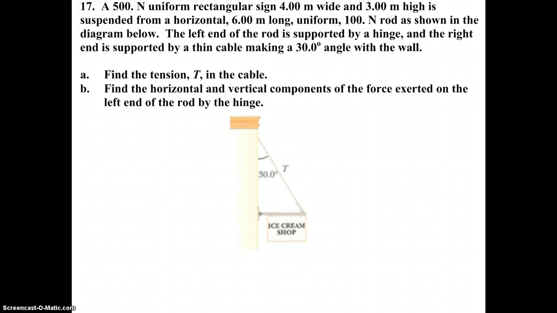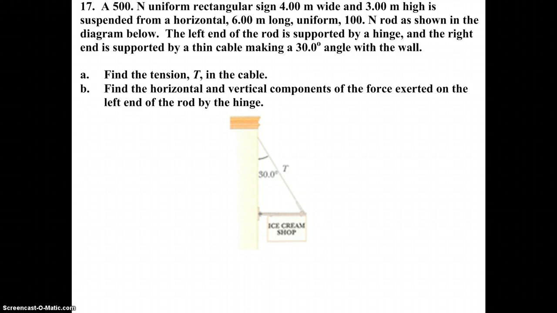A 500 Newton uniform rectangular sign, 4 meters wide and 3 meters high, is suspended from a horizontal 6 meter long uniform 100 Newton rod as shown in the diagram below. The left end of the rod is supported by a hinge and the right end is supported by a thin cable making a 30-degree angle with the wall. A, find the tension T in the cable. B, find the horizontal and vertical components of the force exerted on the left end of the rod by the hinge.